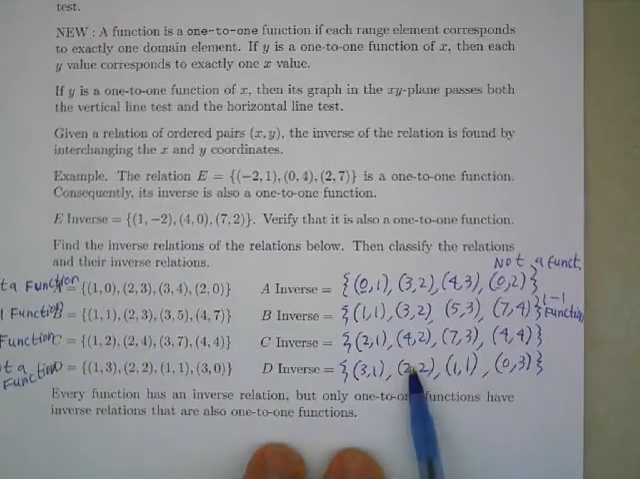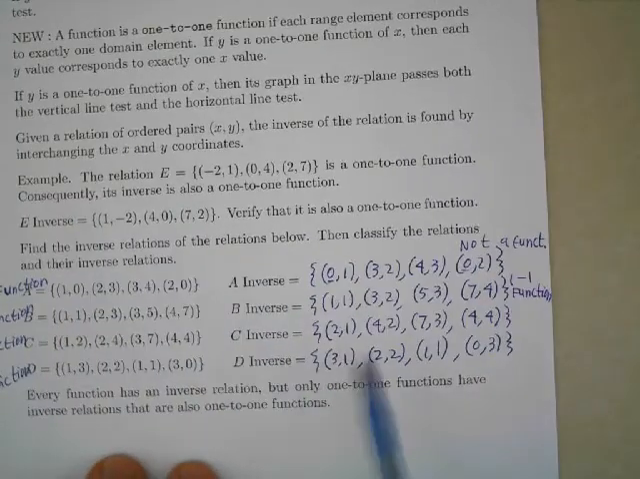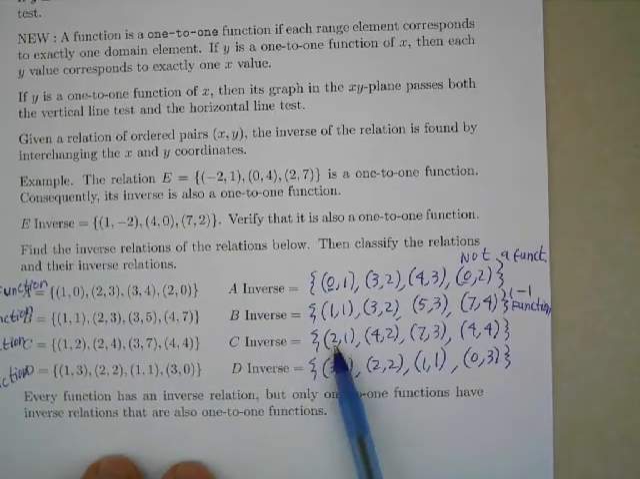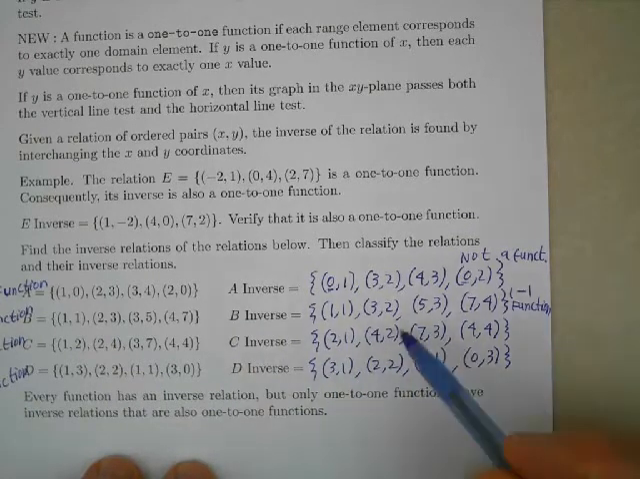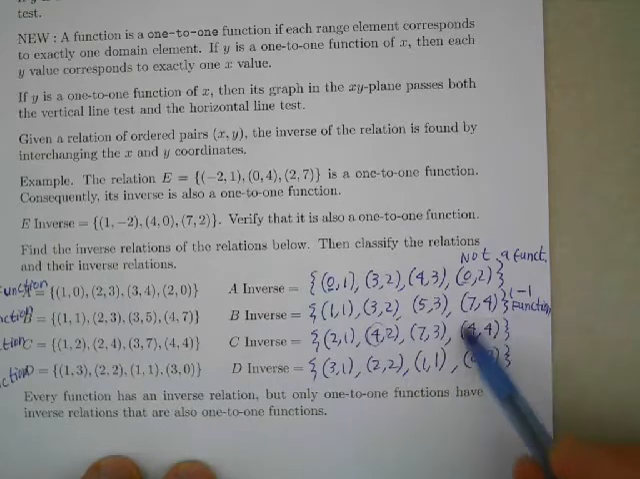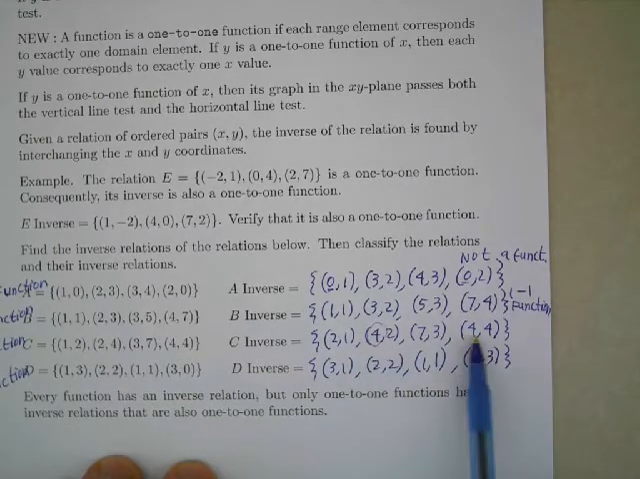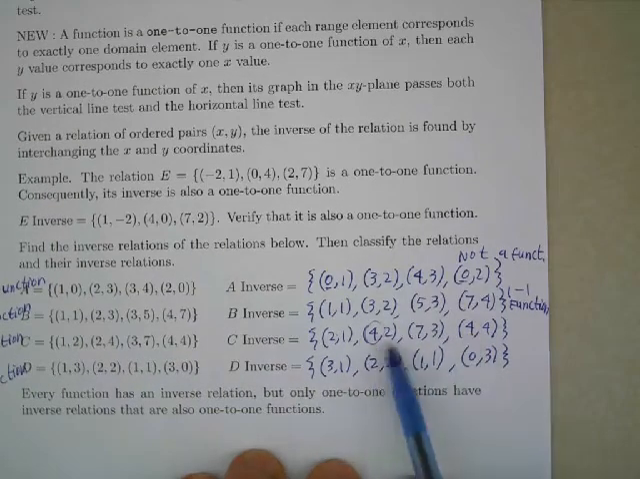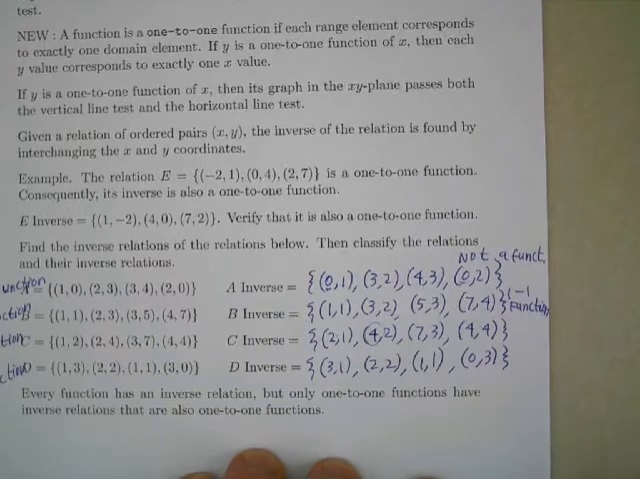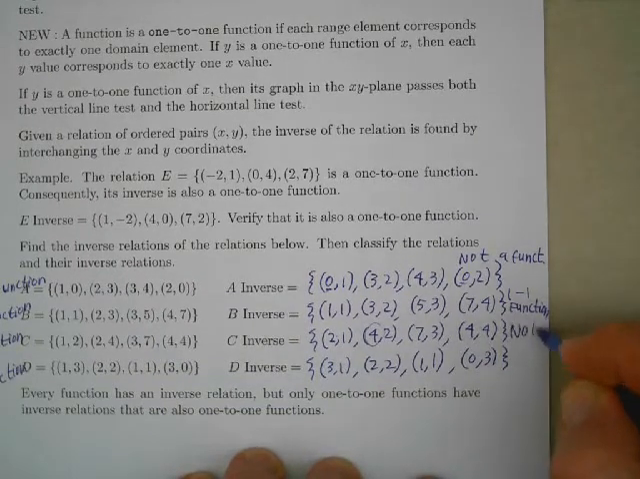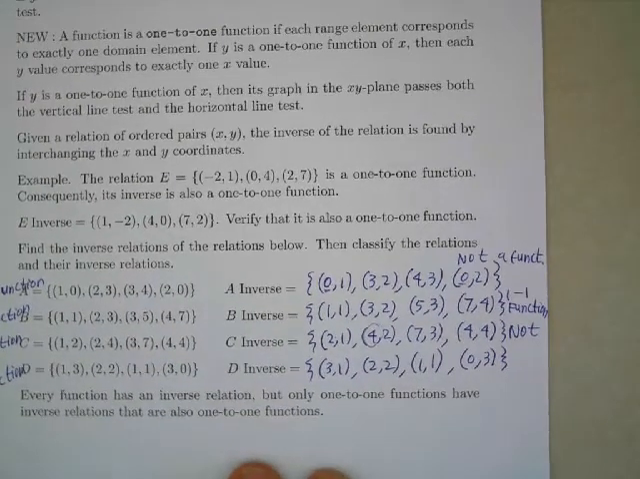Okay, relation C inverse, we'll check the domain values 2, 4, 7, and 4. This is not a function because the domain element 4 corresponds to two different range elements. So this is not a function. I'll just put "not" for not a function.